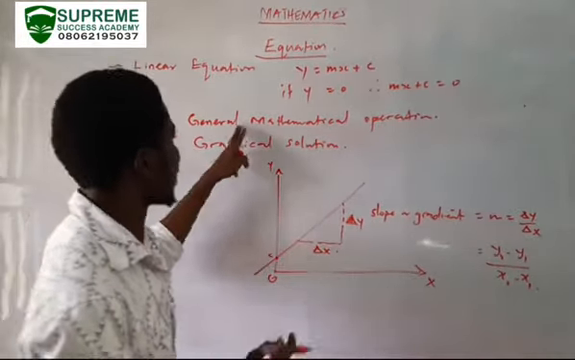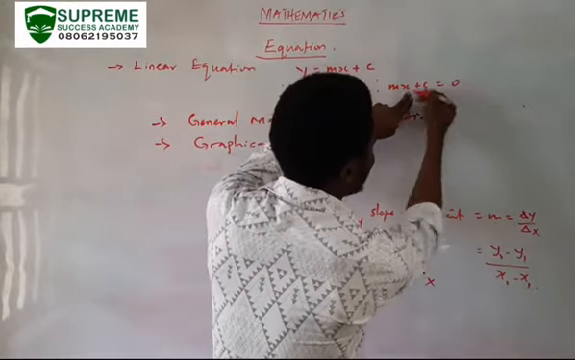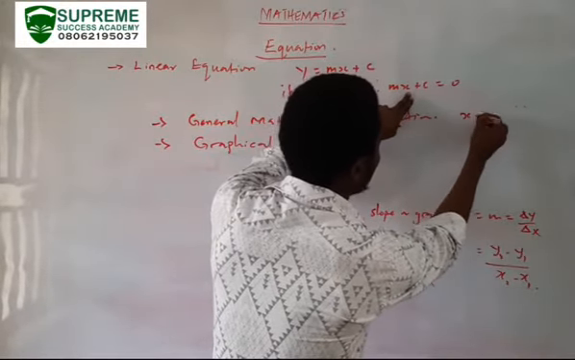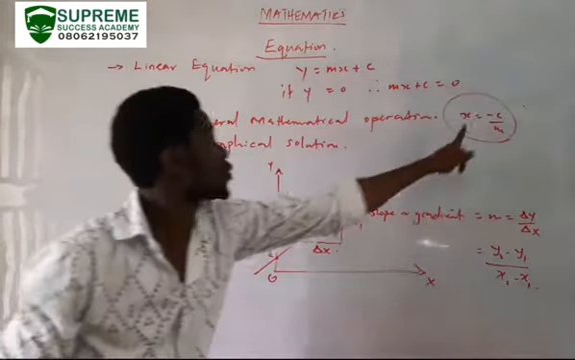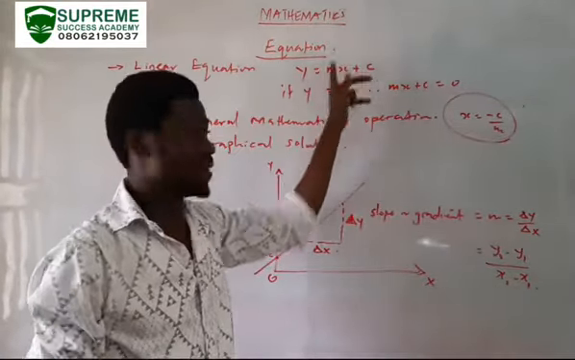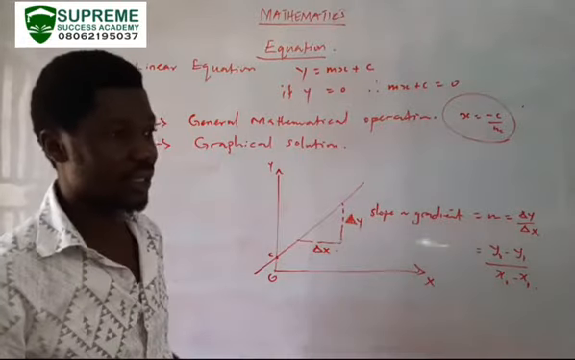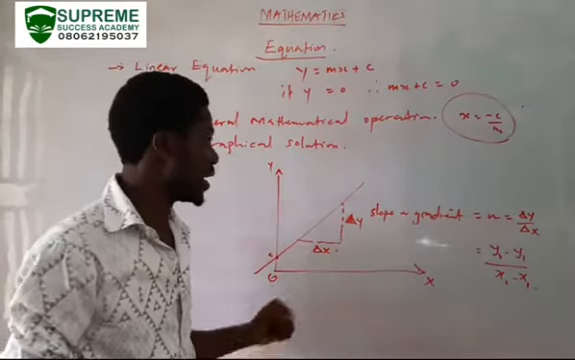While the general method I told you is this: you just collect like terms from here. What do you have? You have x equals minus c over m. Just listen to that. So you go back and substitute for x here in order to solve normally. So that's the normal linear equation.